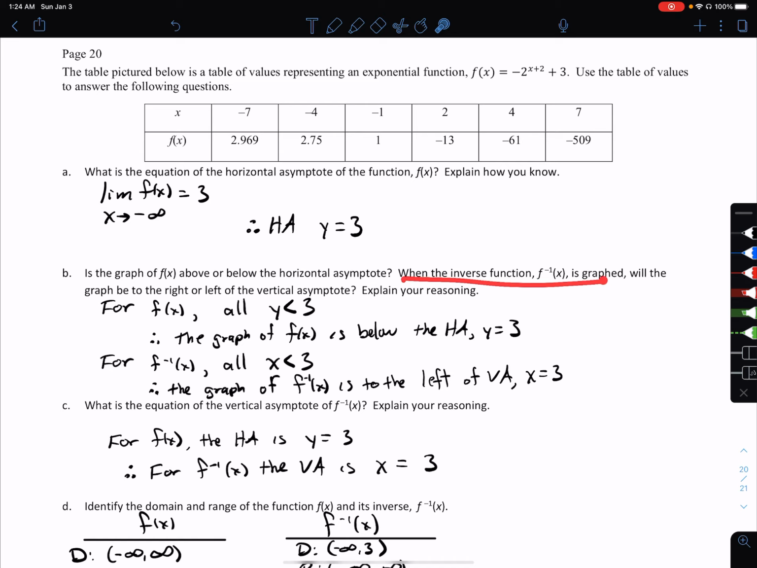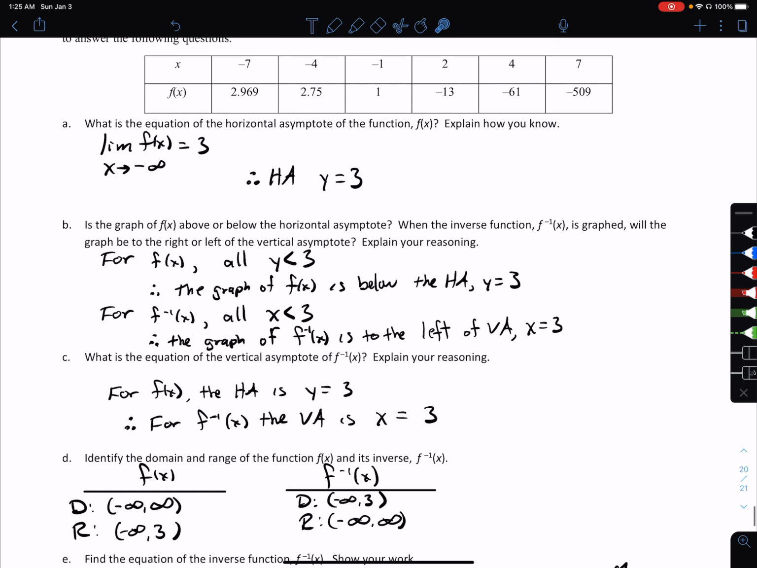When you graph the inverse function, will the graph be to the left or right of the vertical asymptote? Explain your reasoning. Well, since this is the inverse, we would say all of the x values are less than 3. So the graph of f inverse is to the left of the vertical asymptote of x equals 3.